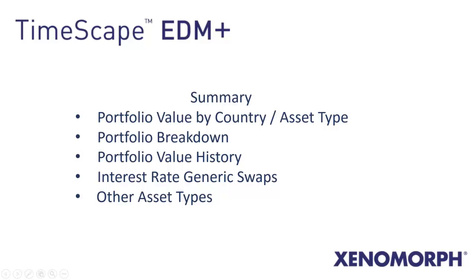So what have we seen? To summarise, we've looked at the portfolio value by country and by asset type. We've looked at the portfolio broken down by asset class, country and counterparty. We've looked at the value of the portfolio over time, broken down by counterparty. We've looked at the risk statistics for interest rate generic swaps, and we've looked at other asset types, in this case equity options, which are European.